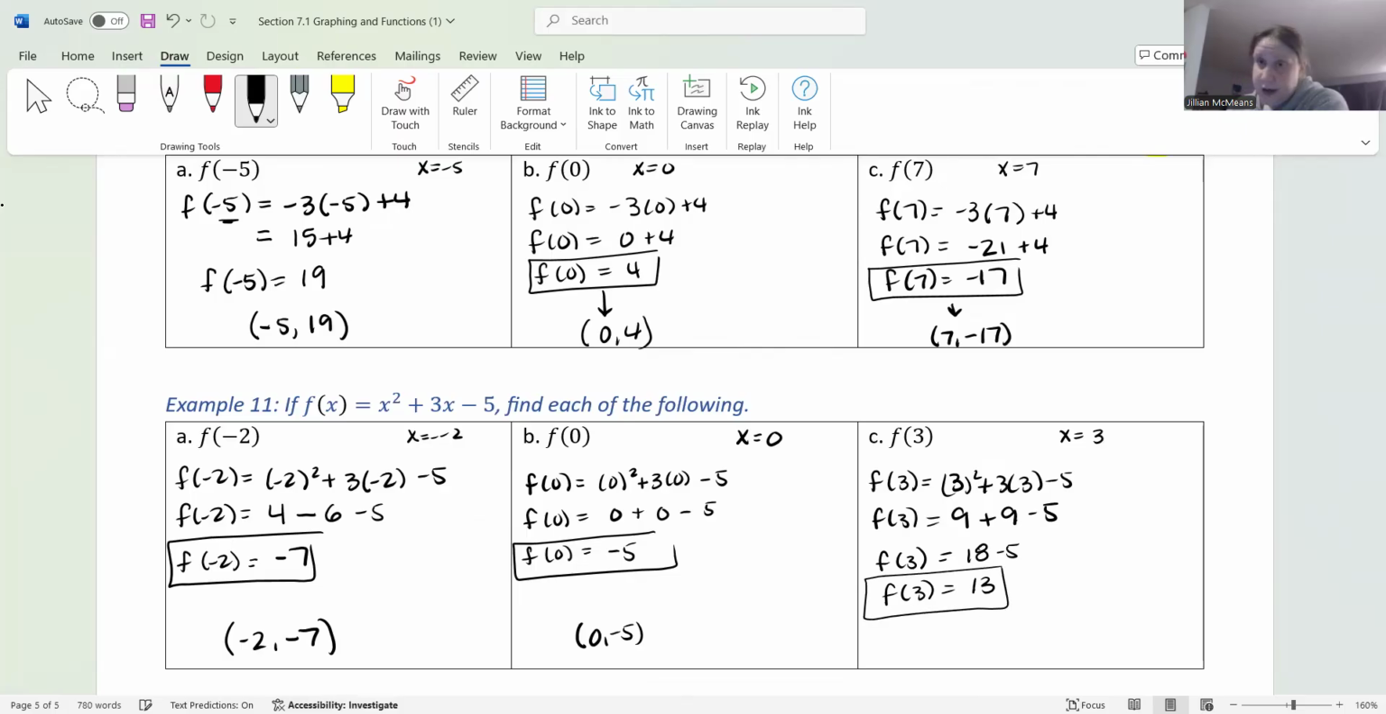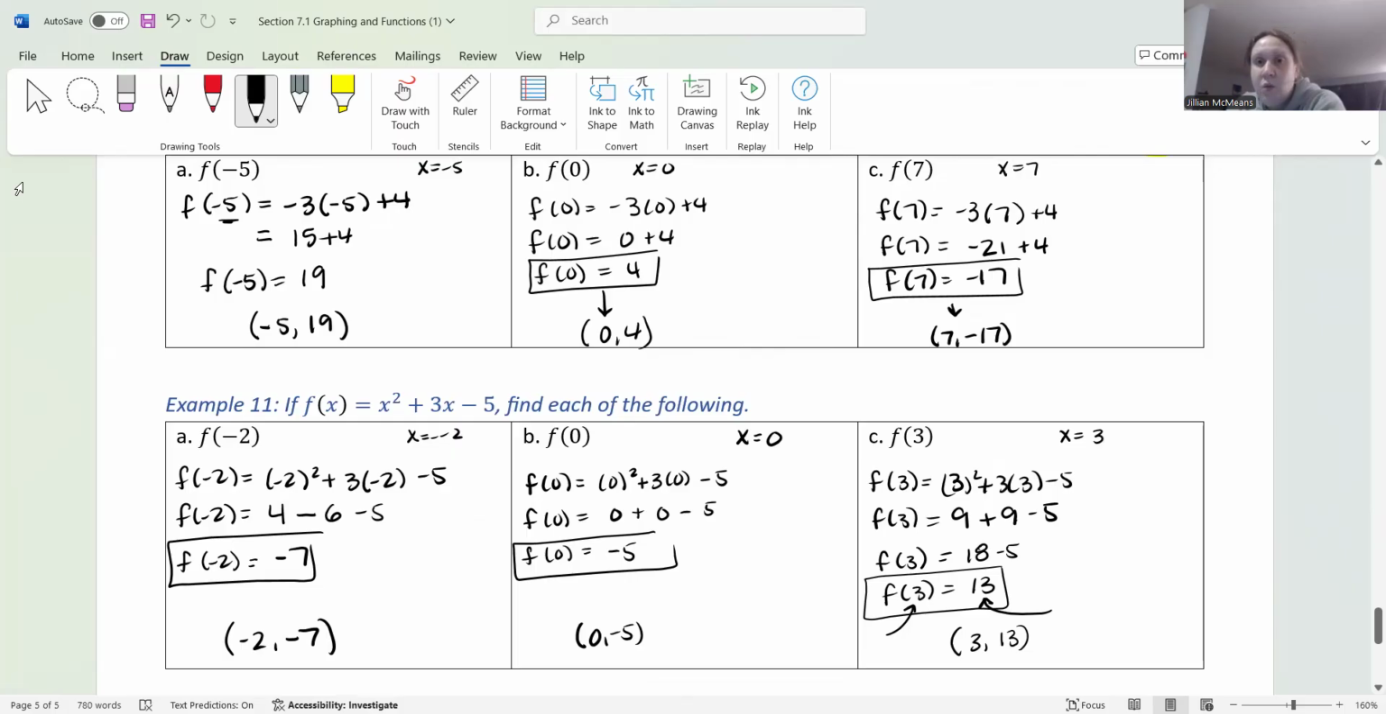And if I were to write this as an ordered pair, the x value is what's inside parentheses, so the 3, and whatever you get on the other side of the equals is your y. So you can see we input a 3, and it'll spit out a 13. Okay, so that's kind of how you can think of the input-output.